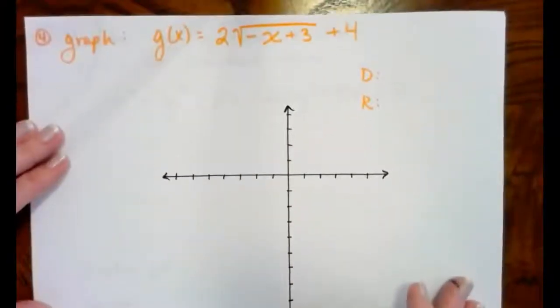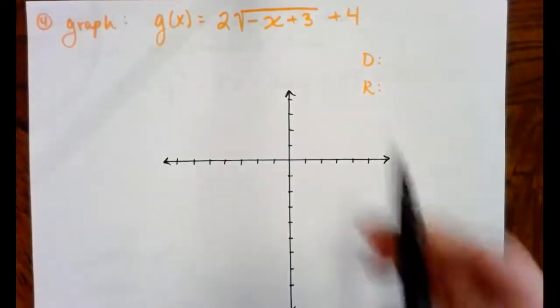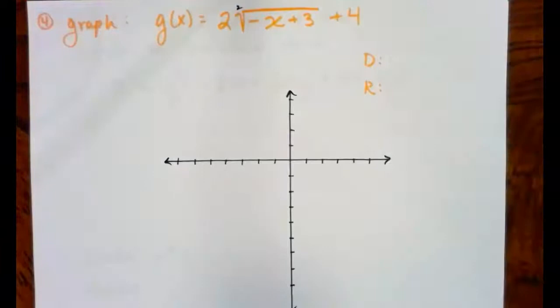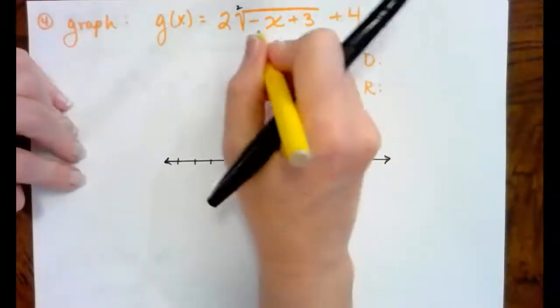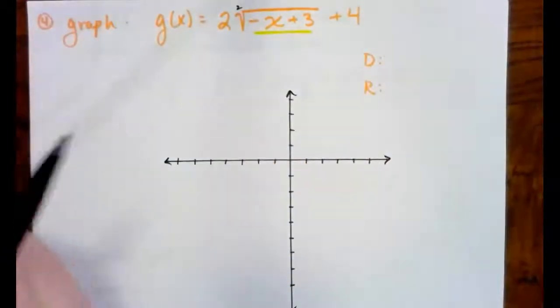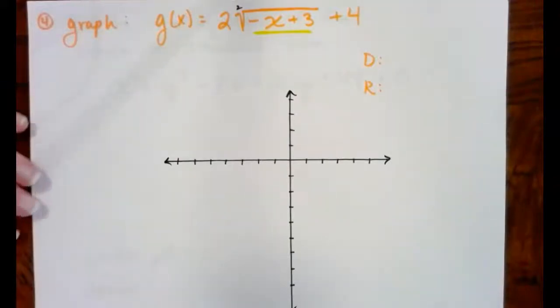Number 4, graph g of x equals 2 times the square root of (negative x plus 3), plus 4. So when we're graphing a square root function, an even root function, and every even root can be rewritten as a square root, the first thing we're going to do is take the expression that lives underneath the radical sign, and we are going to set it greater than or equal to 0.